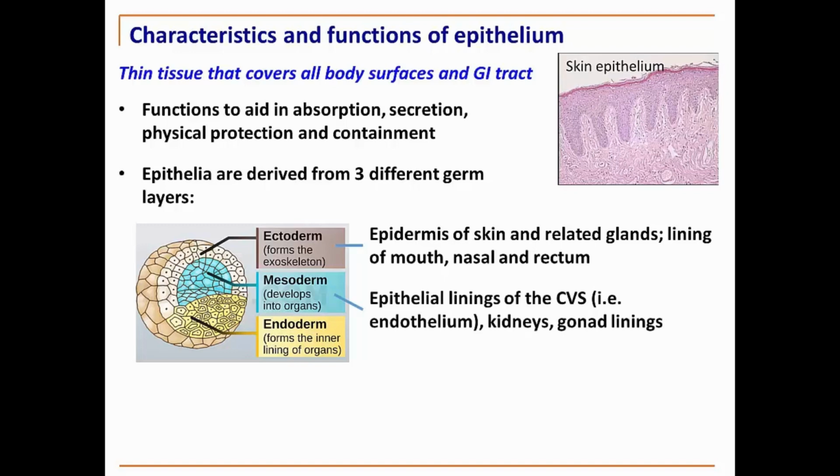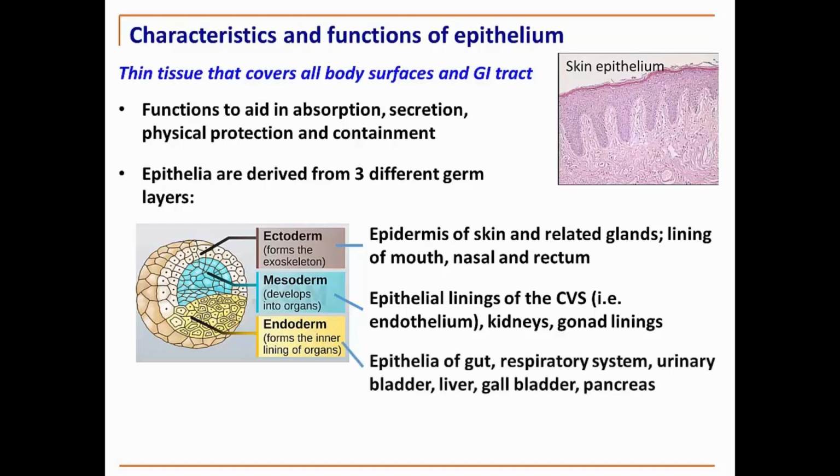You've got the mesoderm. This is your epithelial linings of the cardiovascular system. For example, your endothelium. So your endothelial cells line your blood vessels, and they have very important functions. And we'll go through that later when we come to the cardiovascular system. But it also lines your kidneys, your gonad linings as well. And it goes on to form your muscular system and skeleton, your cartilage, and of course your blood.